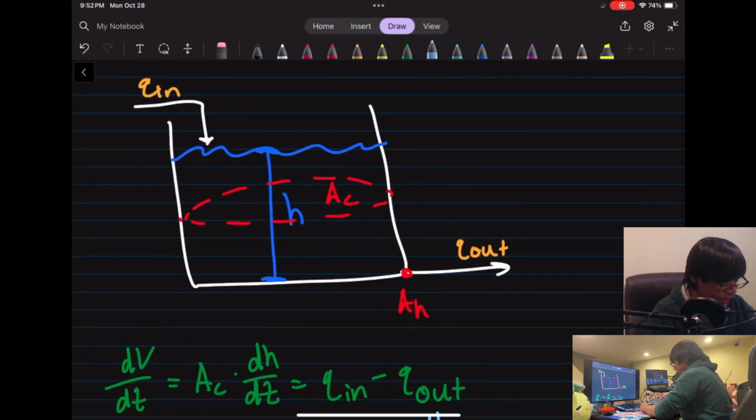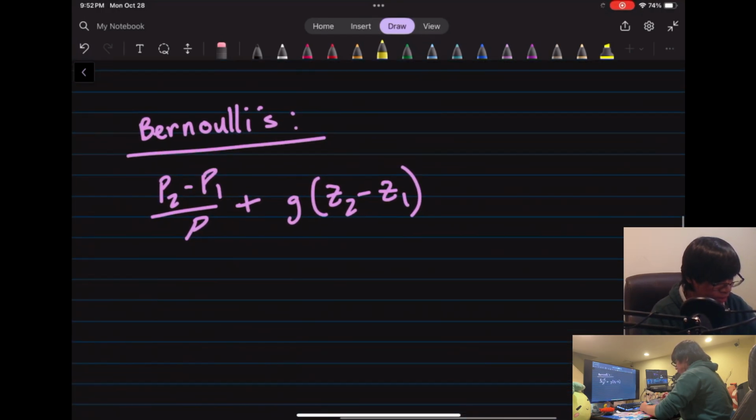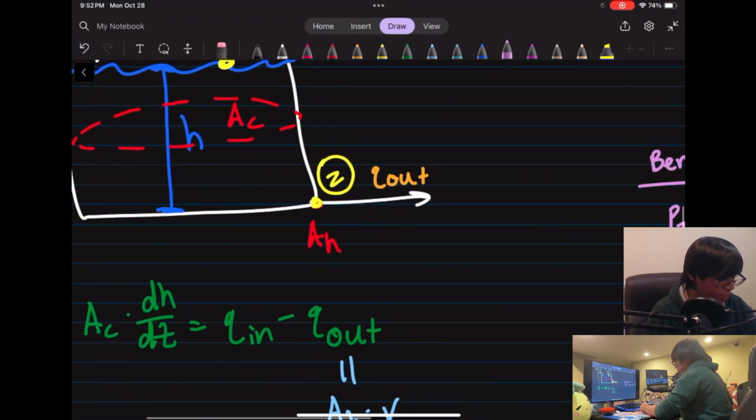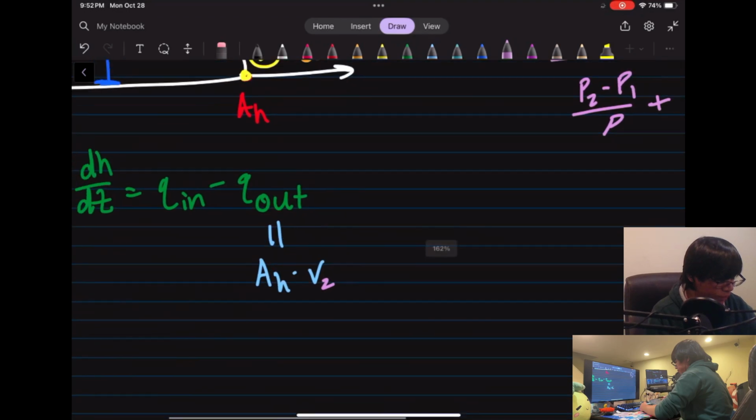The difference between our 2 points, that's the one thing I forgot to label. So we can pick this point as point 1 and this point as point 2. So we have the difference of pressure and the difference of heights, as well as the difference in velocities. That's what Bernoulli's allows us to do, relating pressure, height, and velocity to our system. And we're going to be using what we know to eventually find the velocity at point 2, since it is equal to our outlet flow.